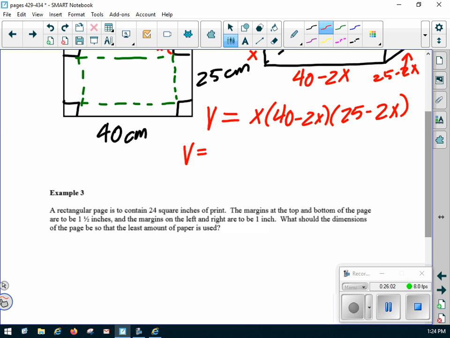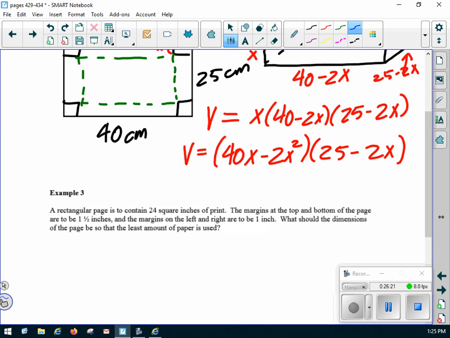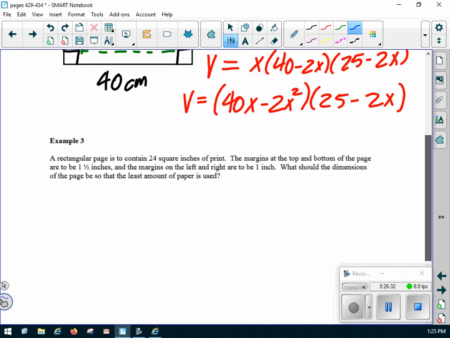Okay, so if we did 40x minus 2x squared times 25 minus 2x, then we absolutely can do the product rule. And a lot of you would choose to do that right there. But my druthers is I'm just going to multiply the whole darn thing out. But if you want to do product rule right here, you absolutely can.